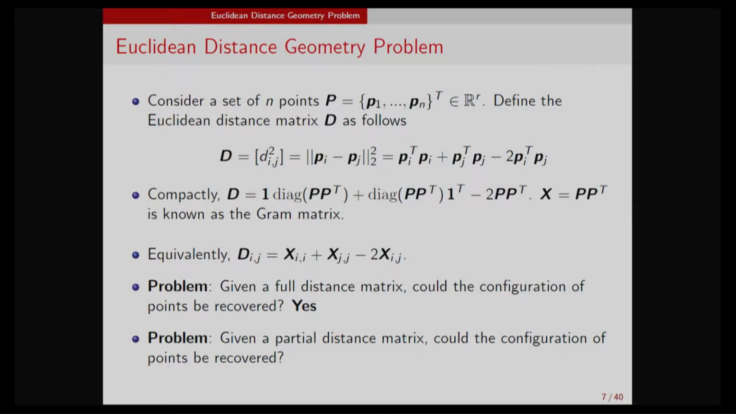Since everyone is familiar with this, I will not spend so much time. I'll briefly introduce it. Given a set of points, we can define the distance matrix. As already mentioned in the first talk, we can have this relationship in terms of the Gram matrix, which I call X here. The question is, if you have a full distance matrix up to rigid motion, could you recover the configuration of points? The answer is yes. But if I give you a partial distance matrix, could the configuration of points be recovered? That's the problem we consider under certain instances.